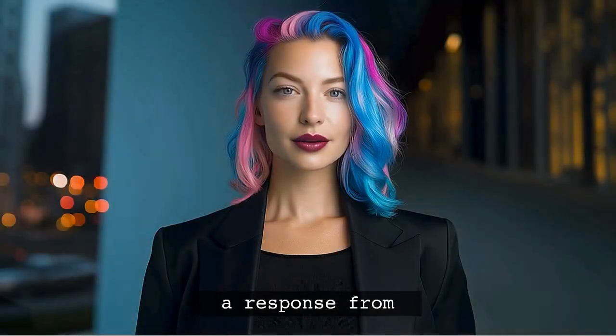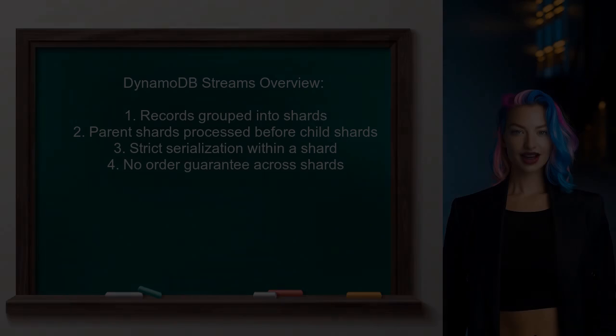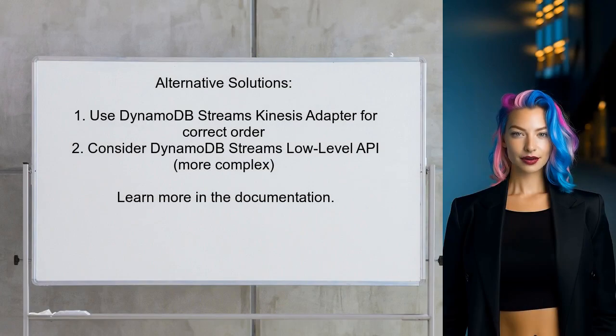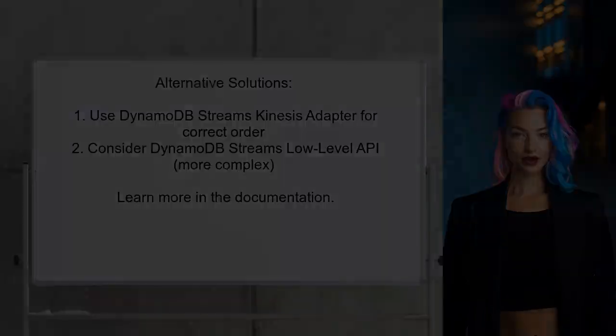Now, let's see a response from a different user. This user explains that DynamoDB Streams consist of records grouped into shards. Parent shards must be processed before child shards to maintain the correct sequence. However, records within the same shard are strictly serialized, meaning they are processed in order, but there's no guarantee for the order of records across different shards. They also mention that using the DynamoDB Streams Kinesis adapter can help process records in the correct order. Alternatively, you could use the DynamoDB Streams low-level API, but this requires more effort.